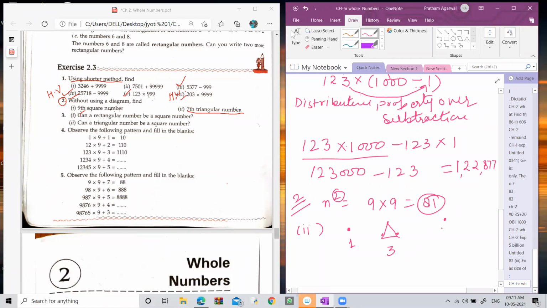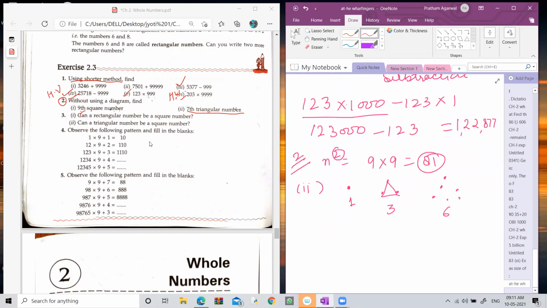The next triangular number, how can you find it? By putting the dots, 1, 2, 3, 4, 5, 6. How many dots are there? 6. So the next triangular number is 6. But the question says that without using a diagram, find the 7th triangular number. So I'm going to tell you how you can find the next triangular number without using the diagram.